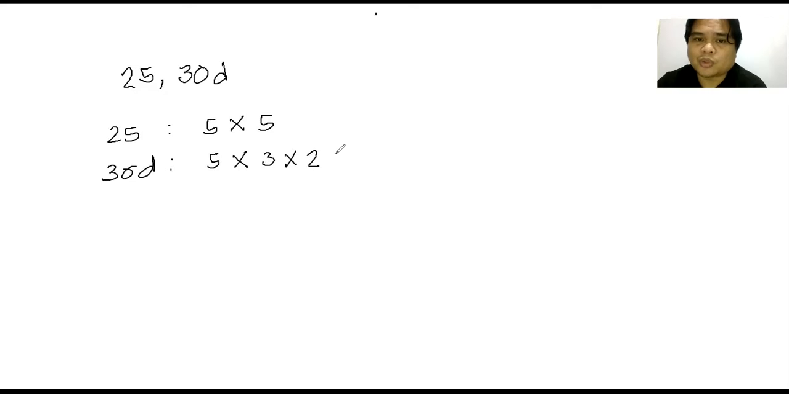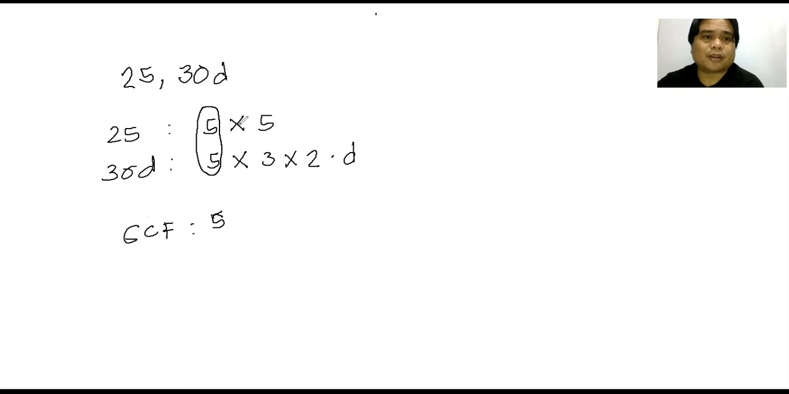At the same time, you also have to list the variable. We have a variable here, which is b. So just list down the b. Now, what we're being asked is the greatest common factor, meaning you just have to determine the factors, the numbers that are common to both terms, which in this case is 5. So our greatest common factor for the first example is 5. That's it.